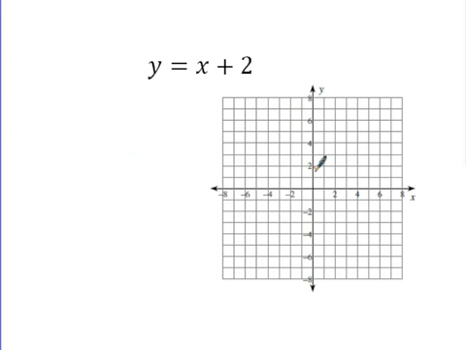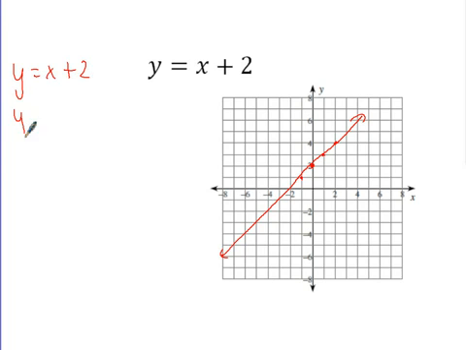So if I was to graph this, y equals x plus 2, my y-intercept is 2, and my slope is 1, go up 1, down 1, and your graph would look something like this. Alright, suppose we rewrote this. Y equals x plus 2.